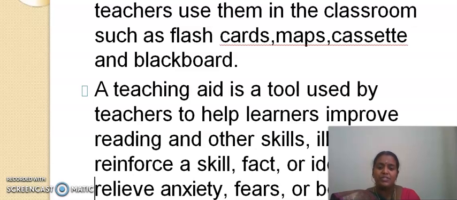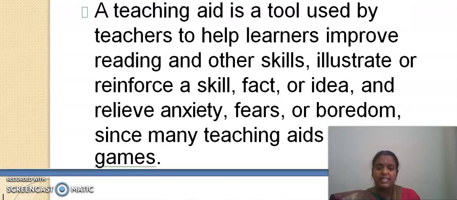It will help the teachers to illustrate the concept or content, whatever it is. If the teacher wants to convey an idea or fact to the students in a proper way, it will be the easiest way. So through the teaching aid we can convey the concept to the students easily.